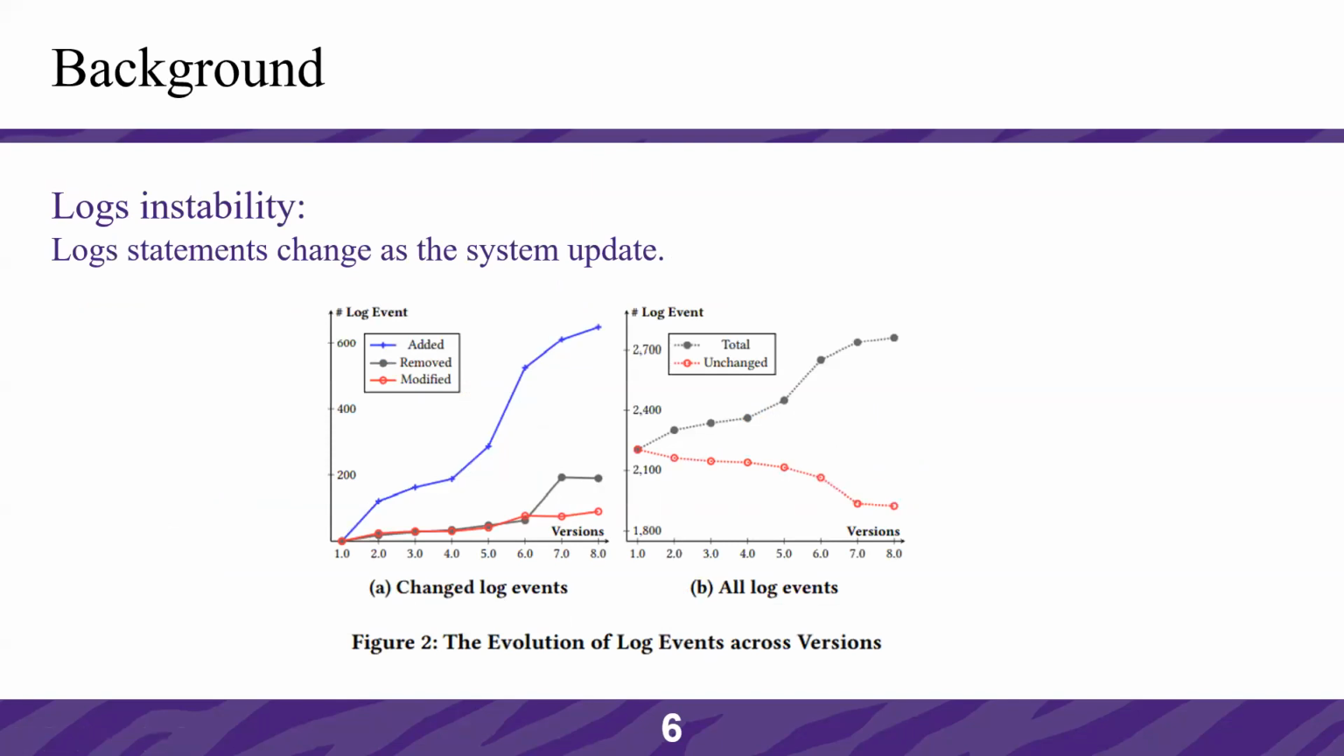So why are these logs unstable? As we all know, our computer systems update, and some other systems also update. When a system updates, the log statements change. Here is a figure showing the evolution of log events across versions of some systems, and we can see from these figures.